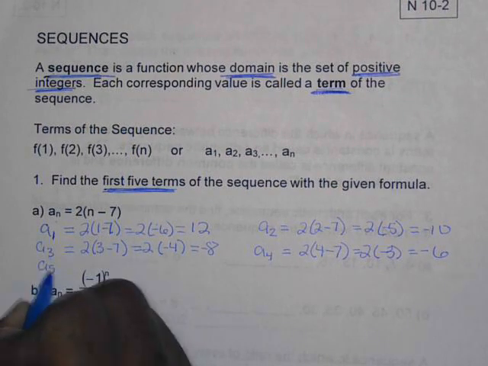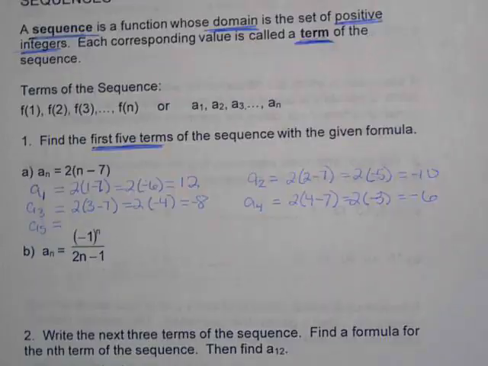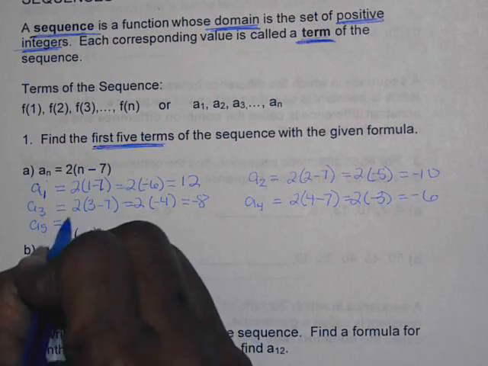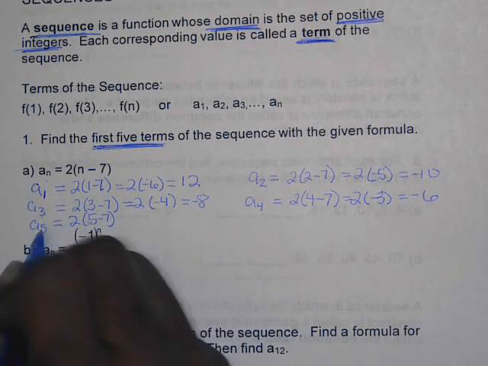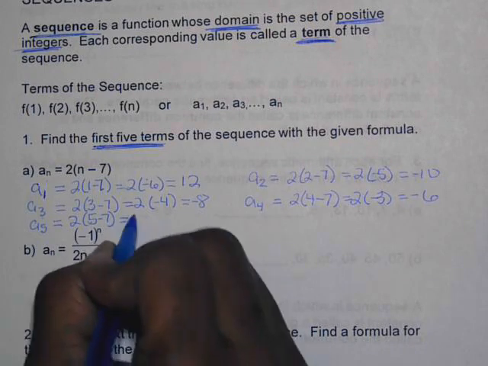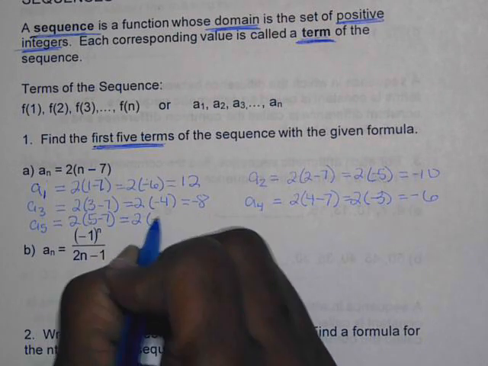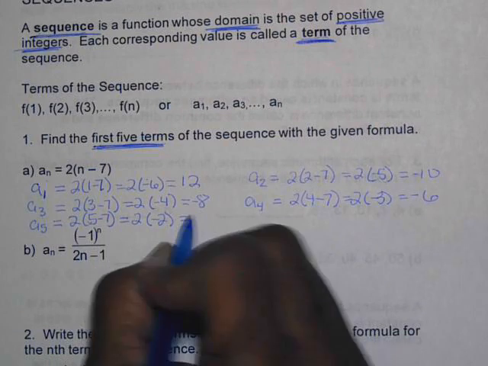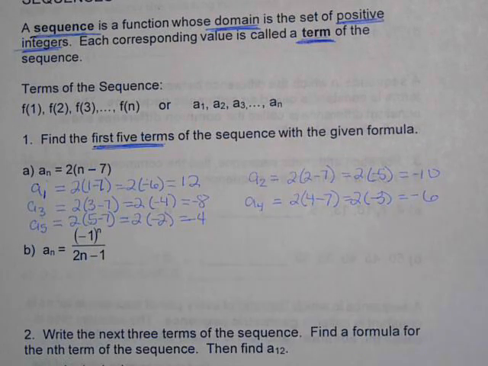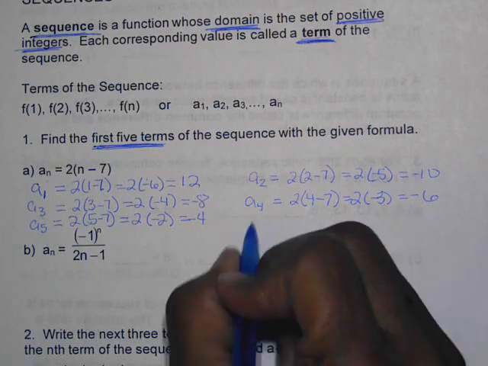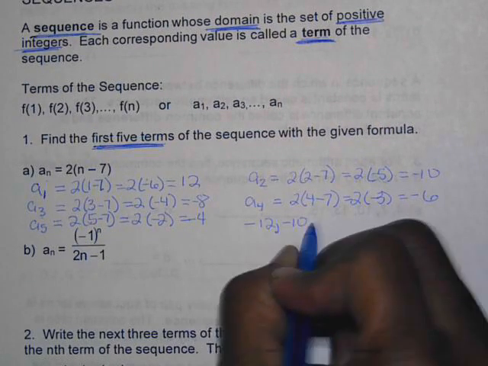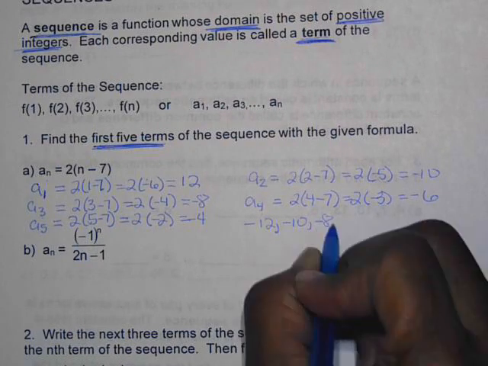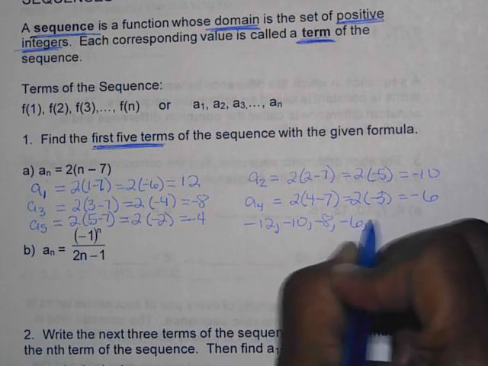A sub 5 equals 2 times 5 subtract 7, which equals 2 times negative 2, which equals negative 4. The first 5 terms: negative 12, negative 10, negative 8, negative 6, negative 4.